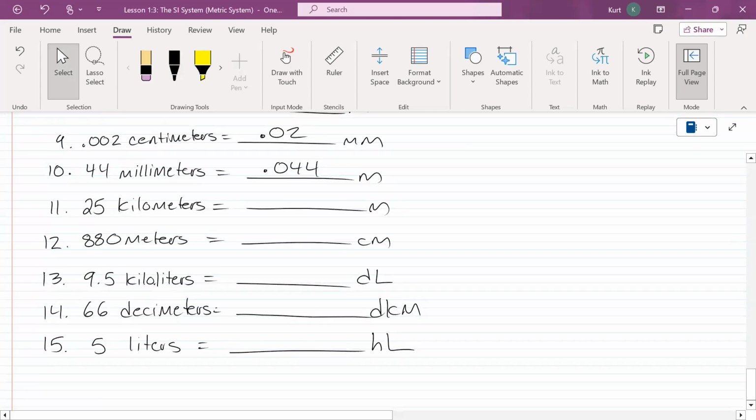Kilometers to meters. You're going smaller. You're going to be shifting to the right 3 times because the kilometer is 1,000 times bigger. So 2,500. Oh, wait, 1,000. 25,000 meters.